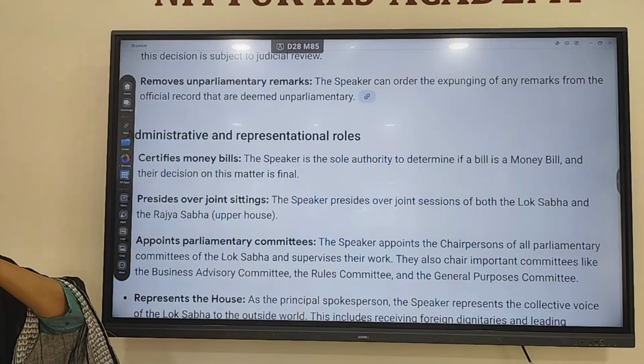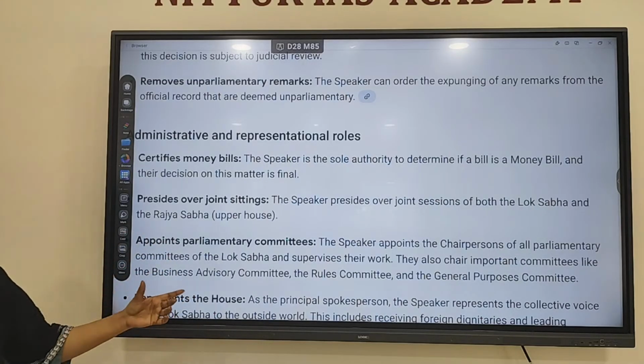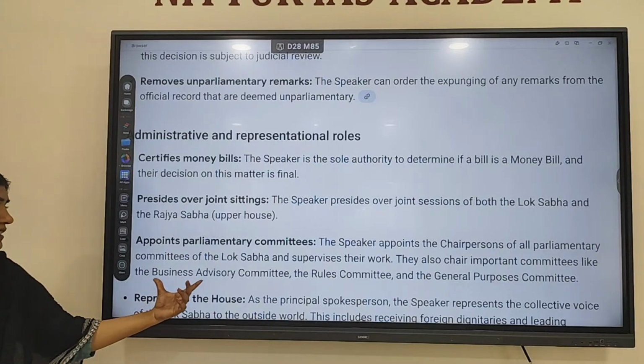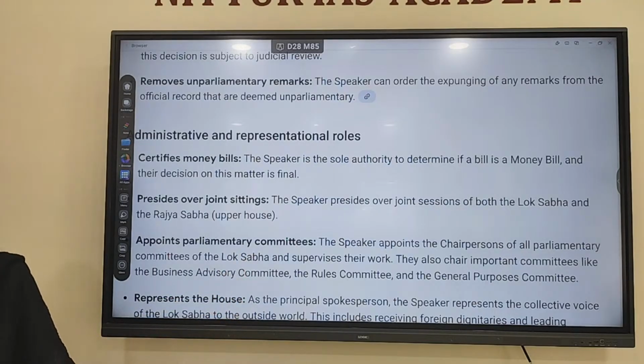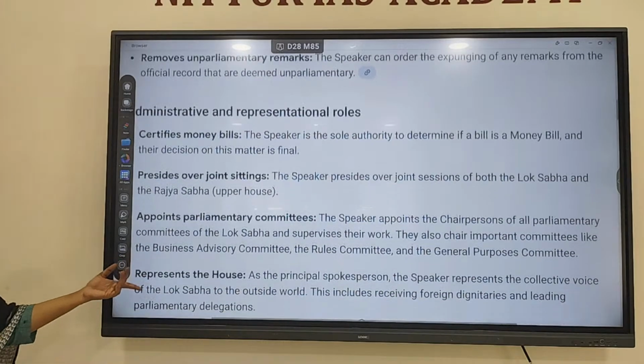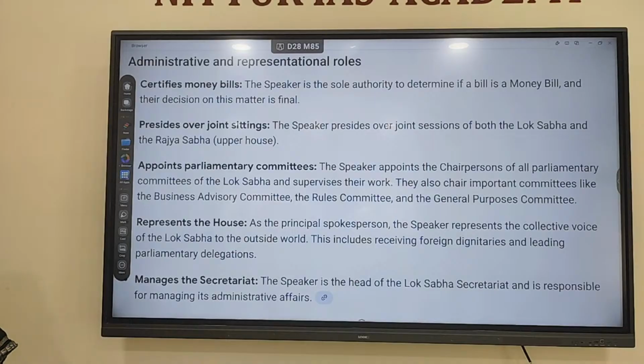Not only the speaker position, he will also be the chairperson of the Business Advisory Committee, Rules Committee, and General Purpose Committee. There are 3 committees. Who is the head of all of them? The speaker. He is the spokesperson. The speaker is the spokesperson of the Lok Sabha and manages the secretariat. The speaker is the head of the Lok Sabha secretariat and is responsible for managing the administrative affairs totally of the Lok Sabha. The one who looks after all the happenings of the Lok Sabha is the speaker.